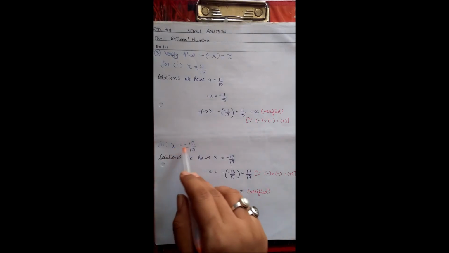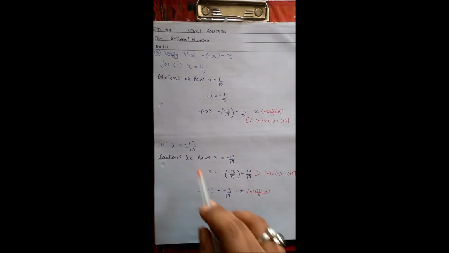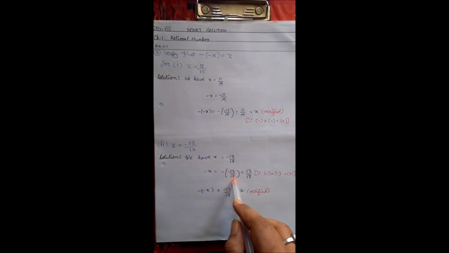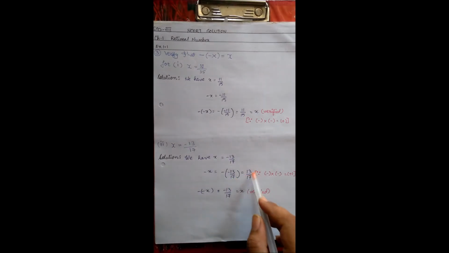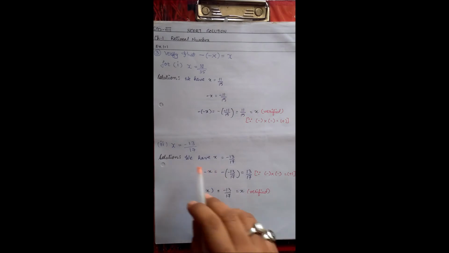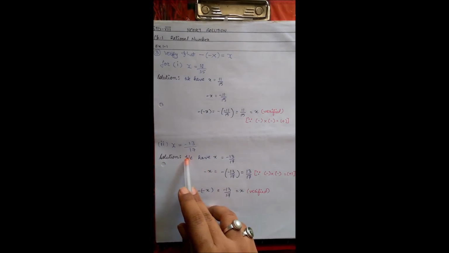Next, x is minus 13 upon 17. So minus x will be minus bracket minus 13 upon 17. That is 13 upon 17. So it is verified that it is same as x.